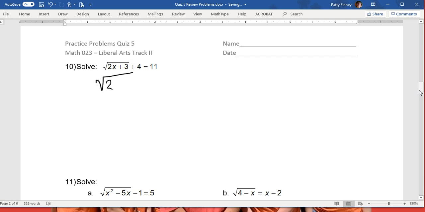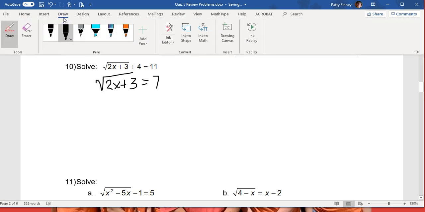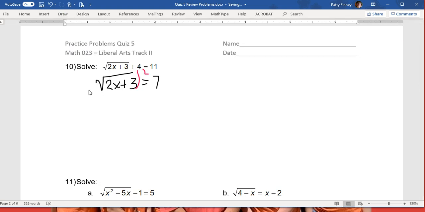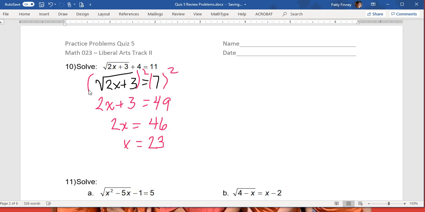So we have the square root of 2x plus 3 equals 7. And now we're going to square both sides. When we square both sides, that undoes the square root. So we have 2x plus 3 equals 49. Subtract 3 from both sides, so 2x equals 46, and divide by 2, so x is 23. So then we check that.